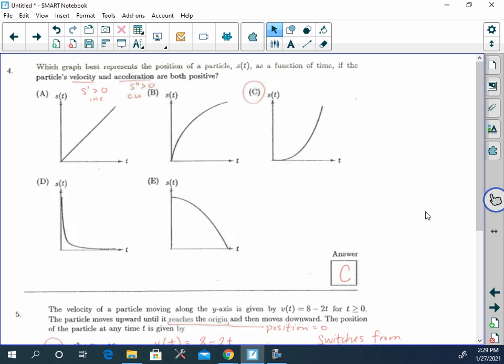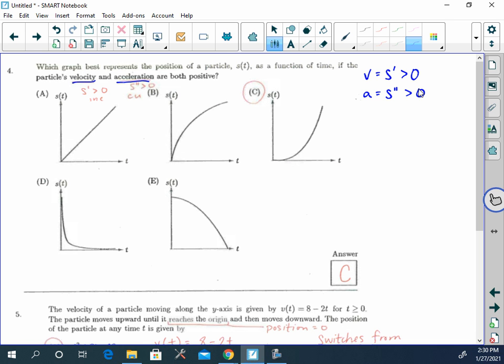Okay, so if I'm looking at 4, 4 is just pretty much checking to see if you know what these different things are saying. It says, which graph best represents the position of a particle as a function of time if the velocity and acceleration are both positive. So if the velocity is positive, velocity is the same thing as the first derivative. So we're trying to find when the first derivative is positive. And acceleration being positive, the acceleration is the same thing as your second derivative, or the derivative of velocity, and it's saying that that's greater than 0.